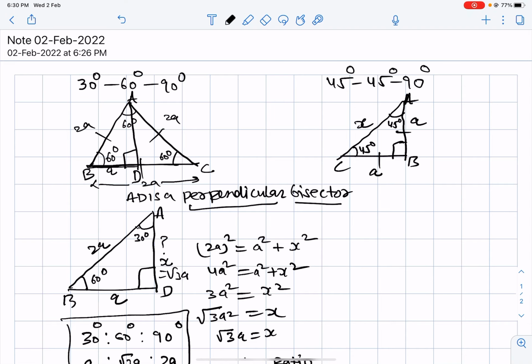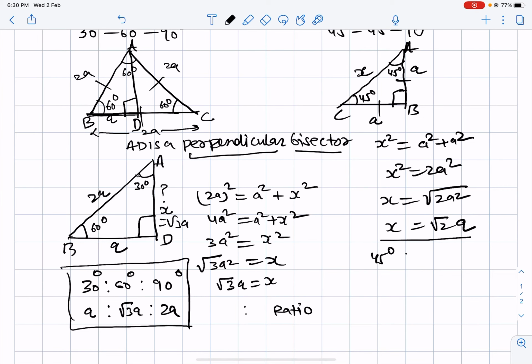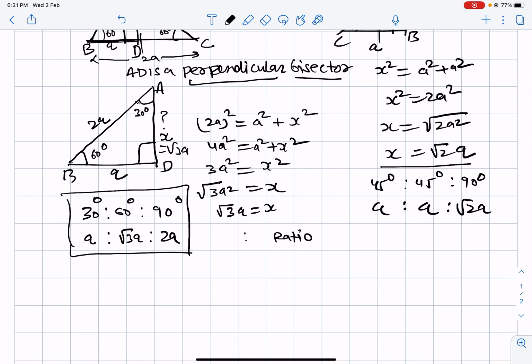So now to find AC, we can use Pythagoras theorem again. So a squared plus a squared, so x squared is 2a squared, and x is, we are only taking the positive value of the square root since it's a side length, it cannot be negative. So x is square root of 2 a. Now we are going to set up again using the ratios. So 45, 45, 90, and you can see from the triangle here, opposite to 45 we have a, opposite to the other 45 we have a, and opposite to 90 we have square root of 2 a. So always remember this relationship also.